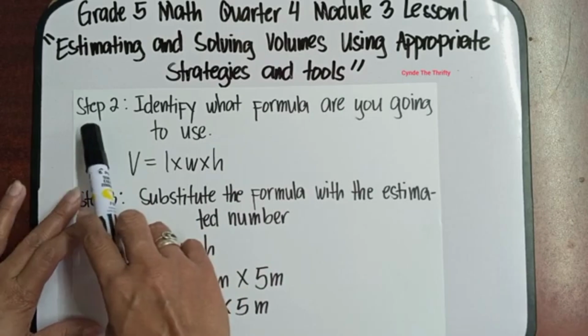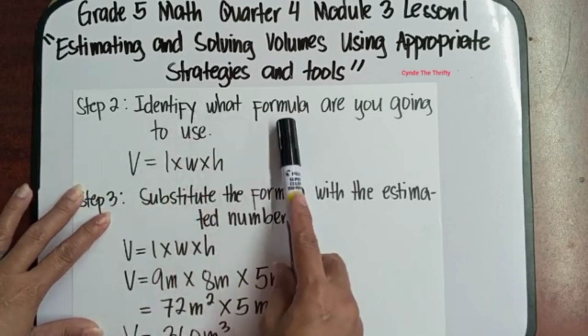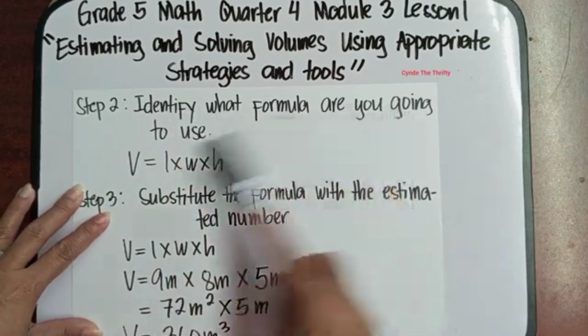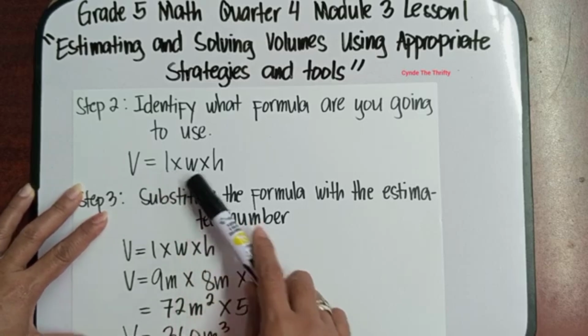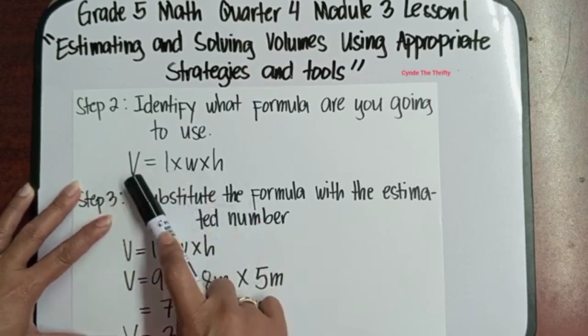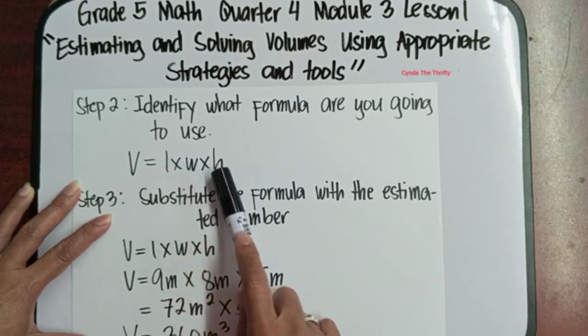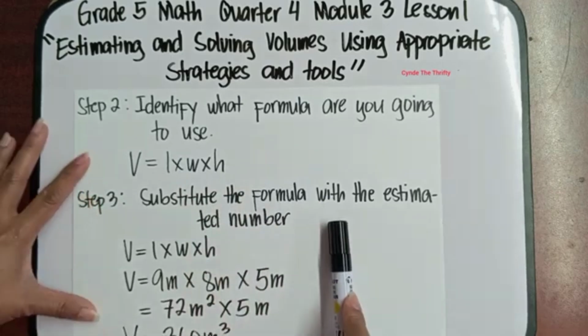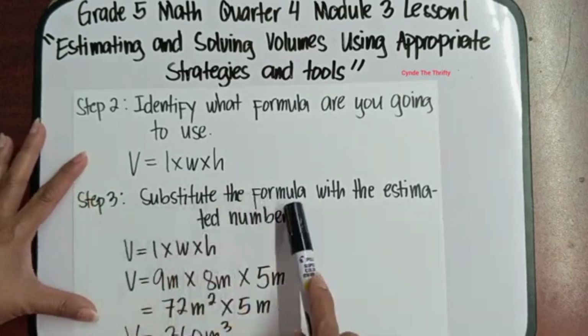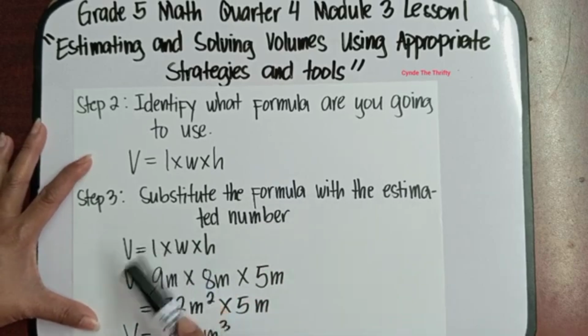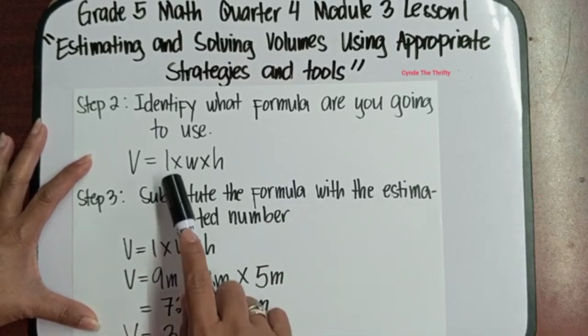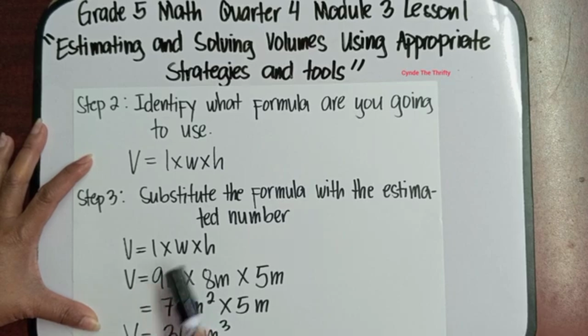Ngayon is step 2 na tayo. Identify what formula are you going to use. Base sa ating given, merong length, width, at height. Syempre, volume is equal to length times width times height pa rin yung formula natin. Step 3, substitute the formula with the estimated number. Volume is equal to length, ang length natin is 9 meter, times width is 8 meter, times height is 5 meter.